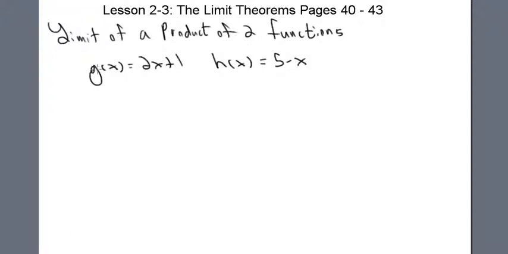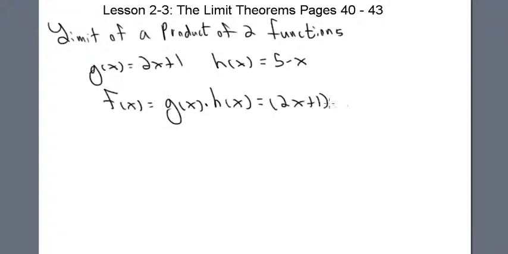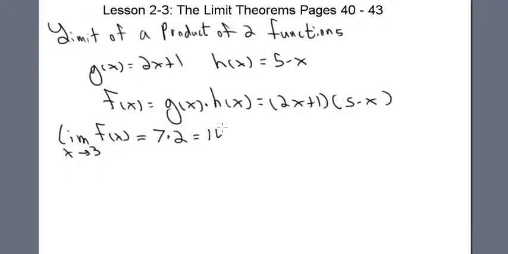Now, we have f of x is g of x times h of x. So that's going to be 2x plus 1 times 5 minus x. So this is a simple quadratic if we were to FOIL it out. I'm not going to right now. Now, what if we want to have the limit of f of x as x approaches, let's see, the book uses 3. So over here, if we plug in 3, we're going to have 2 times 3 is 6, plus 1 is 7, 5 minus 3 is 2, so it's 7 times 2 equals 14.